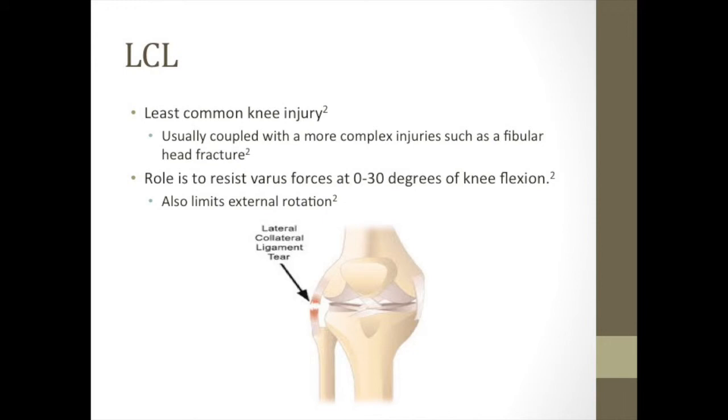Okay, so moving on to the lateral collateral ligament. It is the least common knee injury. It usually occurs with a more complex injury, such as a fibular head fracture. It doesn't happen very often, but the LCL's role is to resist varus forces at 0 to 30 degrees of knee flexion, and it also limits external rotation.